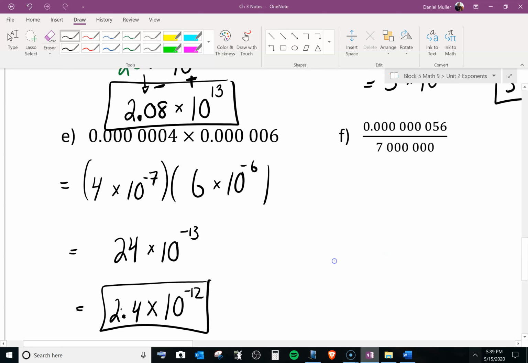I realize there's a lot going on there, so let's just try another one. Over here, we need to move this over to get a whole number, so that's 56. How many times do we need to move this over? 1, 2, 3, 4, 5, 6, 7, 8, 9.